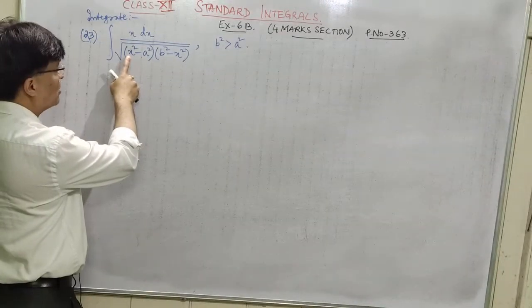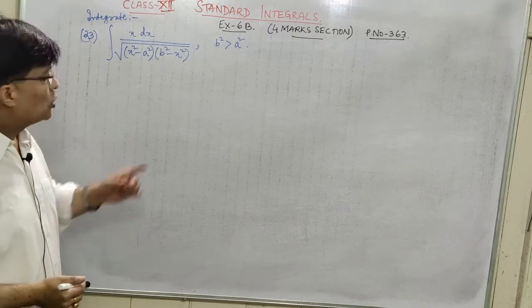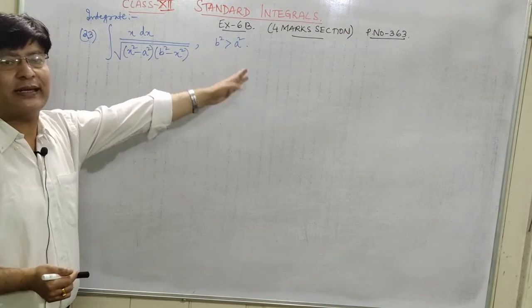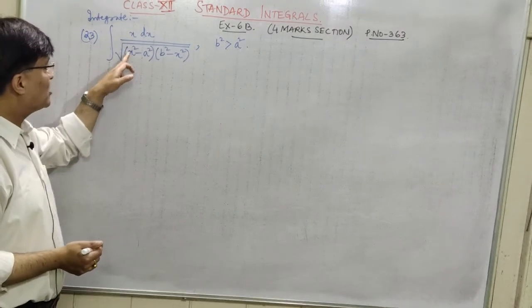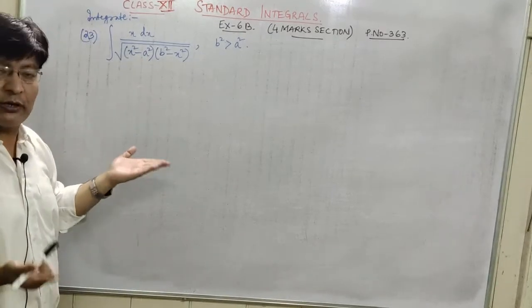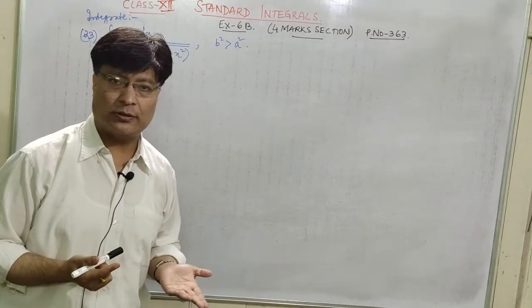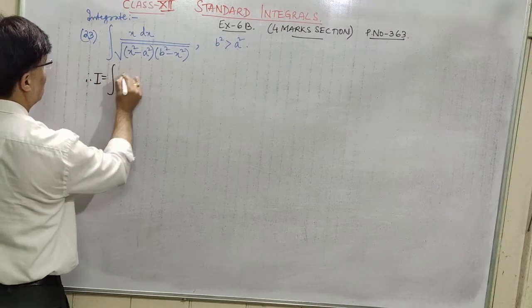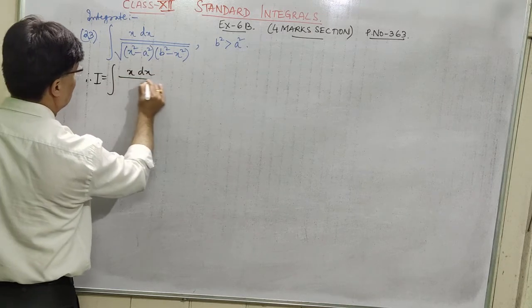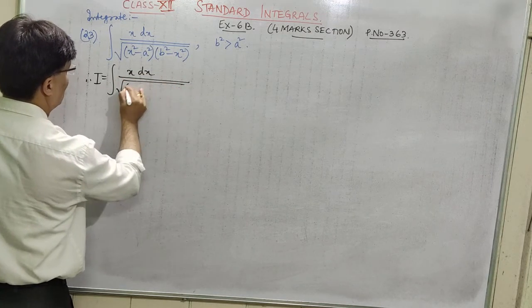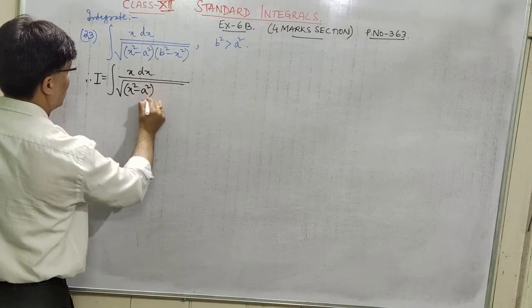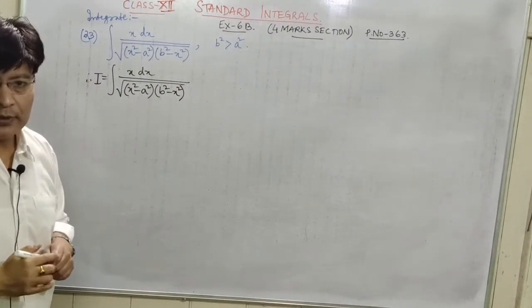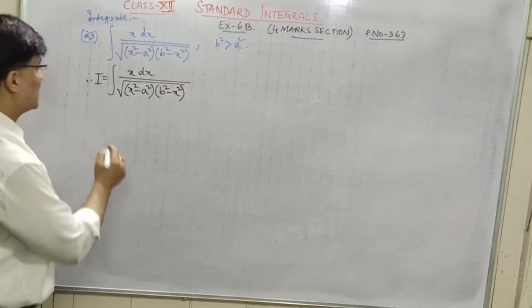Okay, so let us assume one of the factors as z square. Let us take this x square minus a square as z square, because it is given here that b square is greater than a square. Let us take x square minus a square as z square, because this is under square root. Okay, so let us first write I is equal to the integration of x dx divided by root over x square minus a square into b square minus x square. Is that clear? So let us assume the first factor as z square.